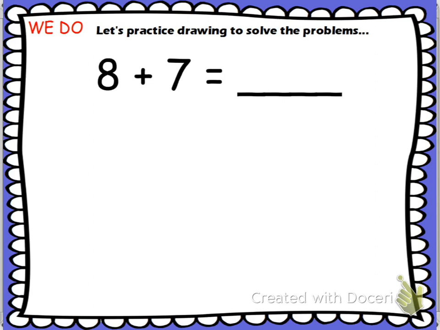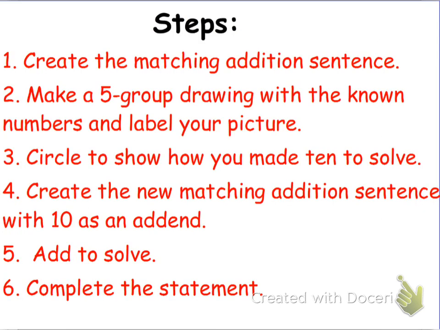Okay, but before we get ahead of ourselves and start working on this, we know that Miss Perkins loves to give some steps. So let's look at our steps. Number 1, we're going to create the matching addition sentence. 2, we're going to make a 5-group drawing with the known numbers and label our picture. 3, we're going to circle to show how we made 10 to solve. 4, we're going to circle the new matching addition sentence with 10 as an addend. 5, we're going to add to solve. 6, we're going to complete the statement.